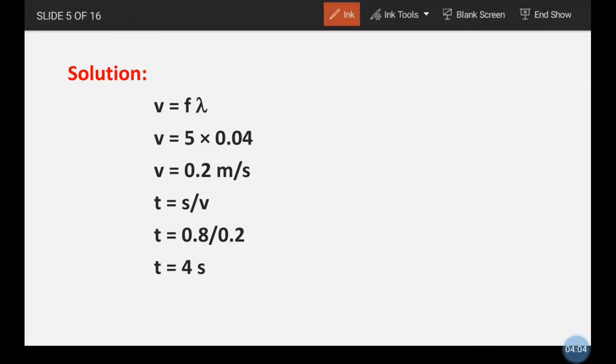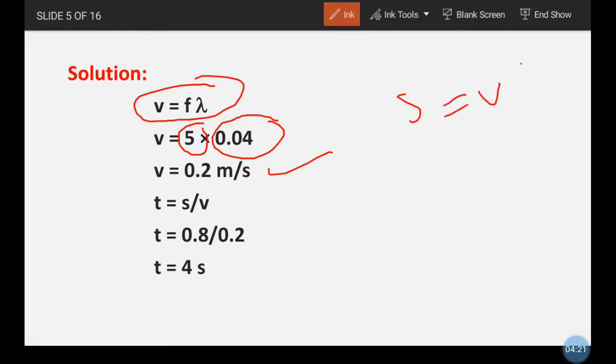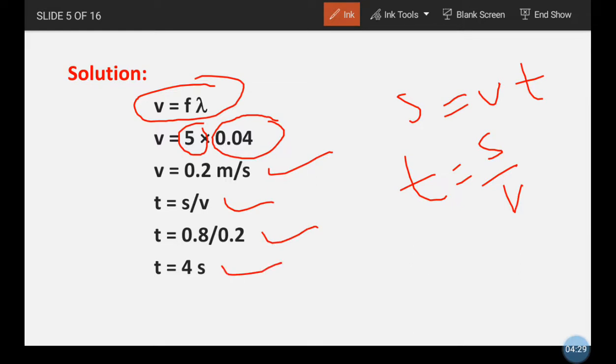Now apply the formula v is equal to f lambda, where f is equal to 5 and lambda is equal to 0.04, and we will get the result v is equal to 0.2 meter per second. In the end we will apply the formula s is equal to vt and t is equal to s upon v. Finally we will get the result, which is t is equal to 4 seconds.